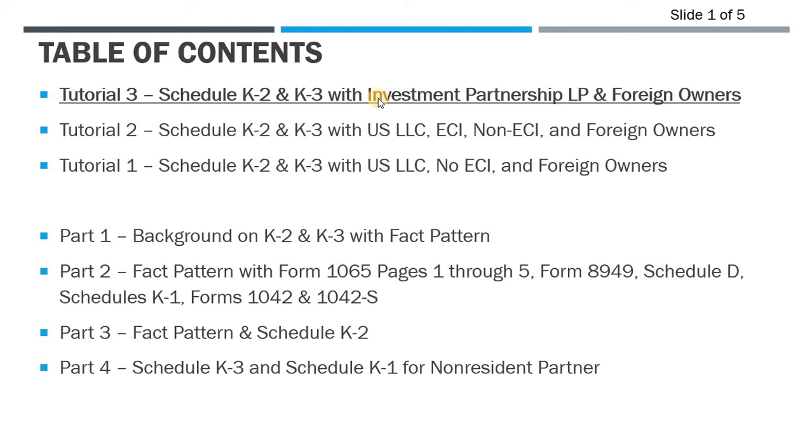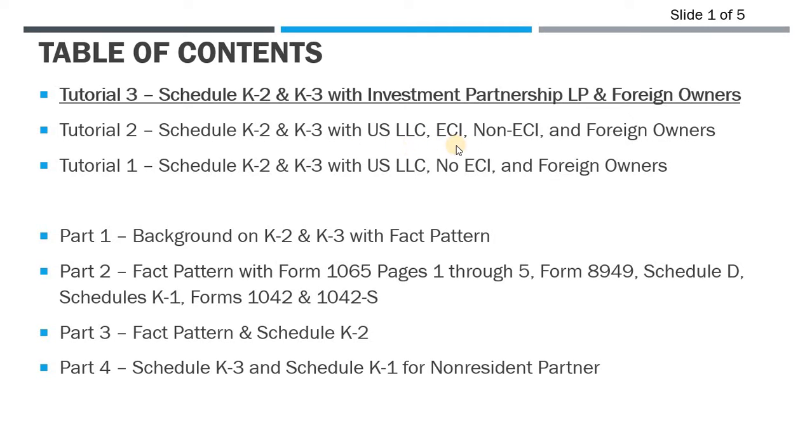It's not actually conducting any active trader business. In playlists 1 and 2, these are more akin to actual operating businesses. So in the first one here, U.S. LLC, this is a Form 1065 filing where there's no effectively connected income and you have foreign ownership. So we see how all of that non-ECI income, the foreign branch category income is flowing through to the partners. So there's really no U.S. withholding tax issues.